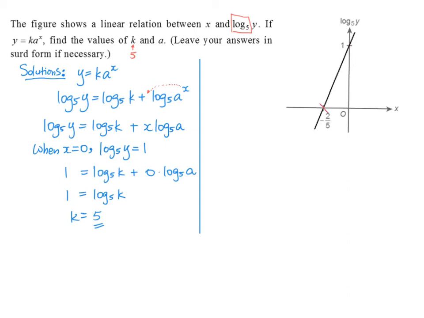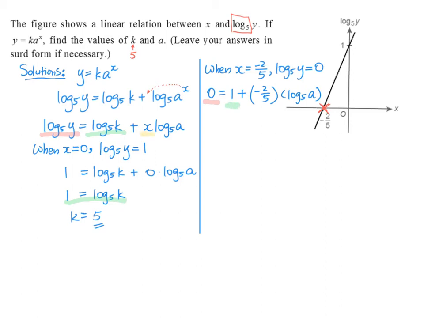Now I use the other number here to find a. When x equals negative 2 over 5, log base 5 of y equals 0, using this coordinate. So basically we use this equation here, we substitute this with 0, and log base 5 of k, we know that it equals 1, and x is just this number here. And so we try to isolate this, move this to the other side and move this to the other side. The other way to look at it is you put a base 5 on both sides. These two will cancel out and we get the same thing here.